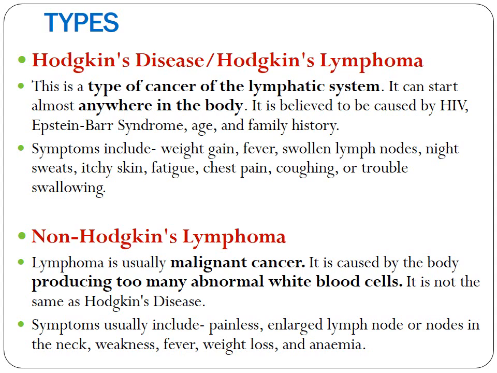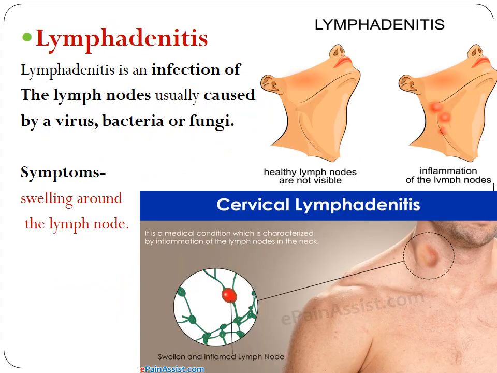And why is it caused? Because the body may be producing too many abnormal white blood cells, and it is not the same as Hodgkin's disease. And here again the symptoms will include swelling of the lymph nodes in the neck area, the cervical area. There would be weakness, fatigue, fever, weight loss, as well as severe anemia. And at times, yes, this condition can be painless as well. So some may complain of pain, but most of the time it could be painless.